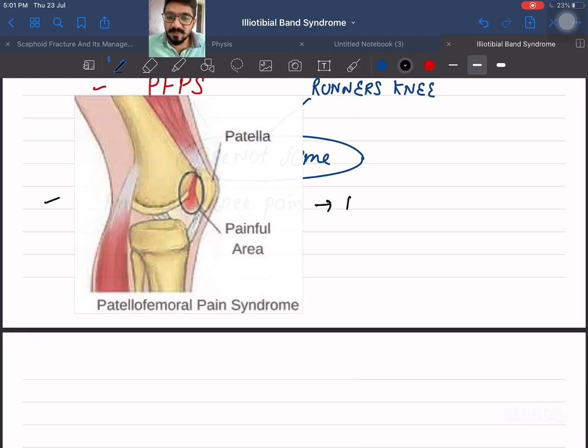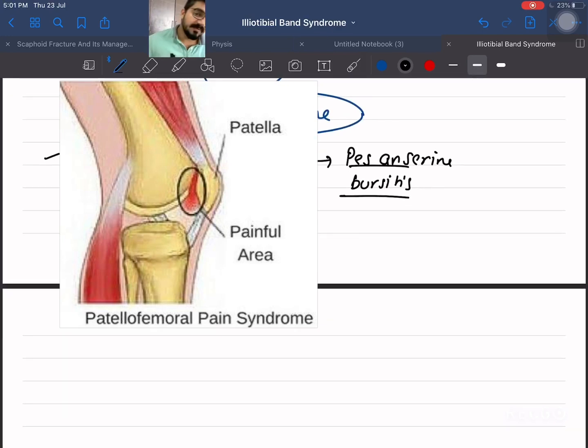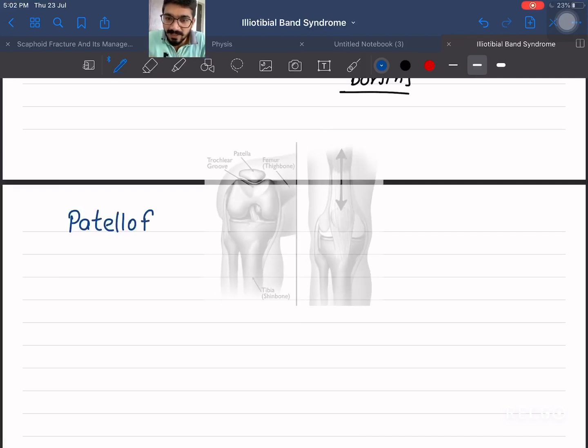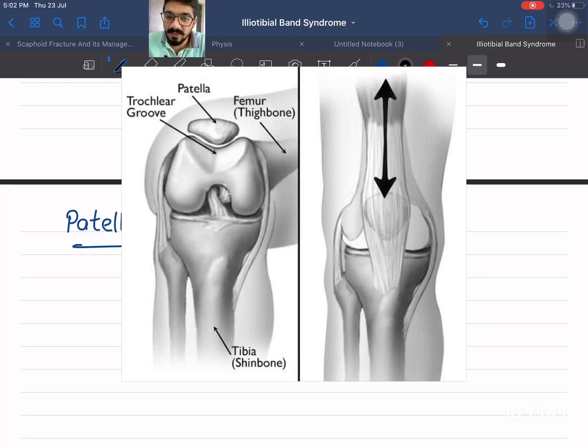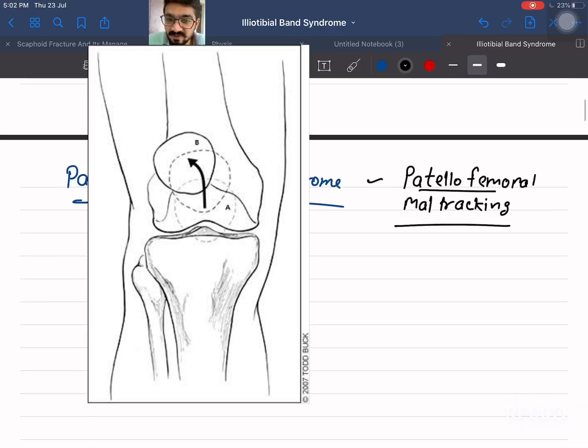In patellofemoral pain syndrome, maltracking of the patellofemoral joint occurs. And what does that mean? Before that, we will look at the normal. Normally, the patella articulates with the distal femur trochlear groove. While doing flexion and extension, the patella remains in the trochlear groove. But in case of maltracking, the patella comes out. It shifts laterally on extension, but it moves back to its native site while doing flexion.